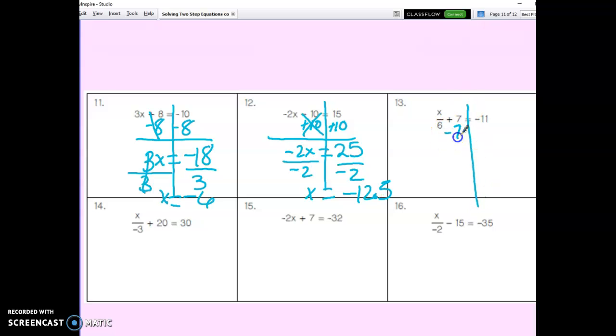Okay, here's our next one. Going to first subtract 7 from both sides. That gives me x over 6. Negative 11 minus 7 is negative 18. Going to then take and multiply by 6. Negative 18 times 6 gives me negative 108. So x is negative 108.